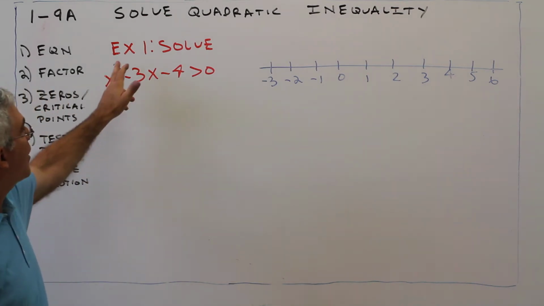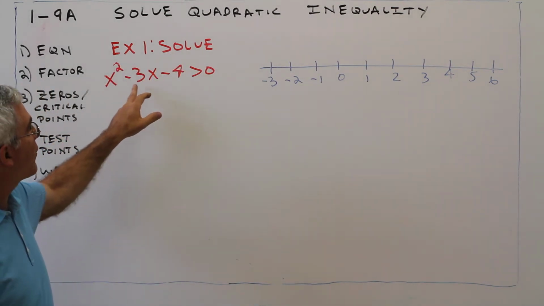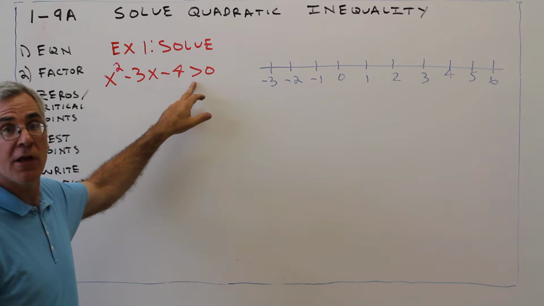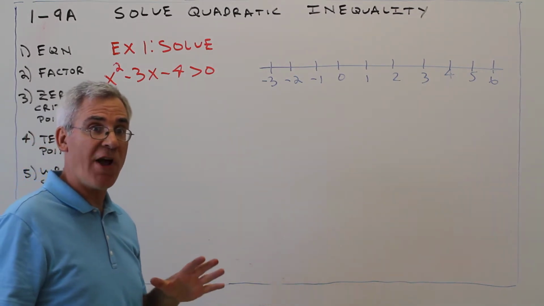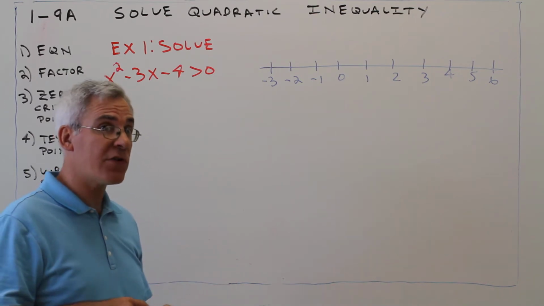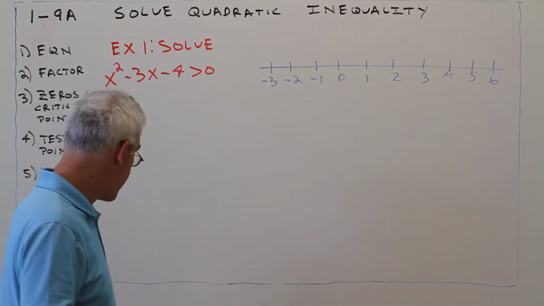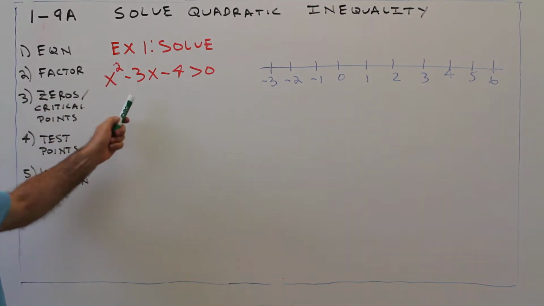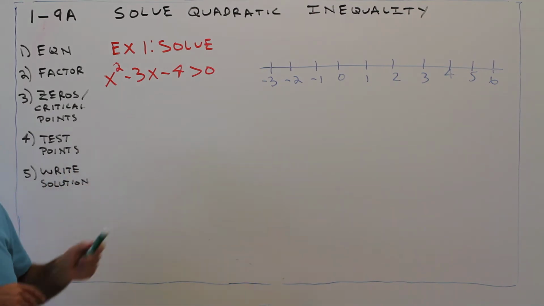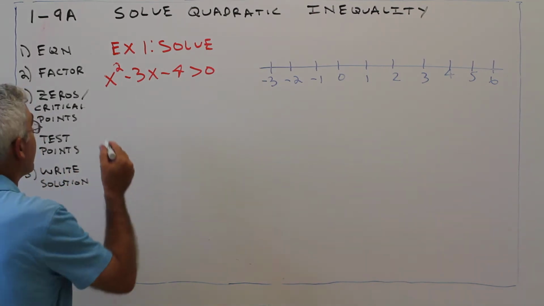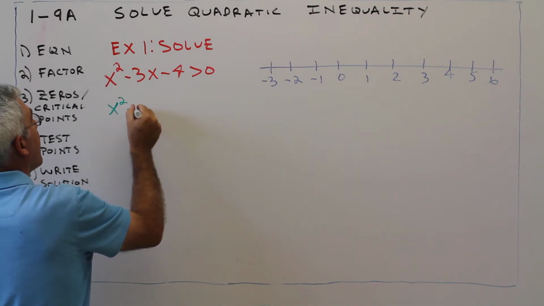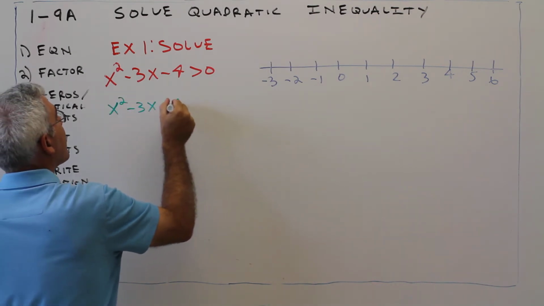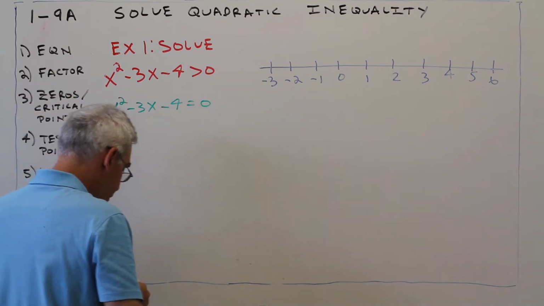So here we go. Example 1. Solve x squared minus 3x minus 4 is greater than 0. It's important to realize that quadratic inequalities are much different than quadratic equations. Our very first step is going to be write it as an equation just to go through this process. So I'll just change that to an equal sign. X squared minus 3x minus 4 equals 0.